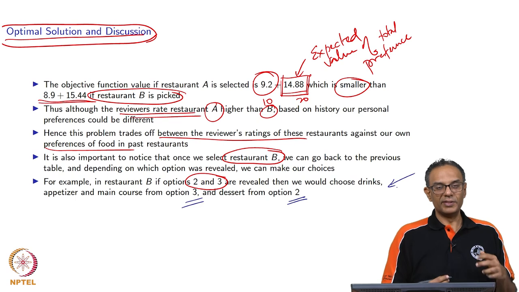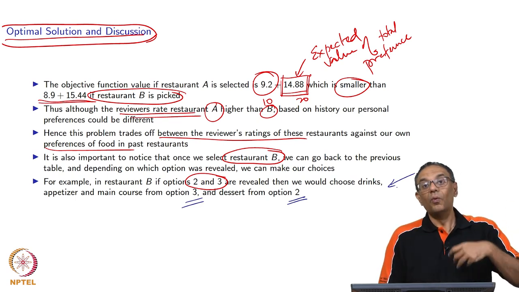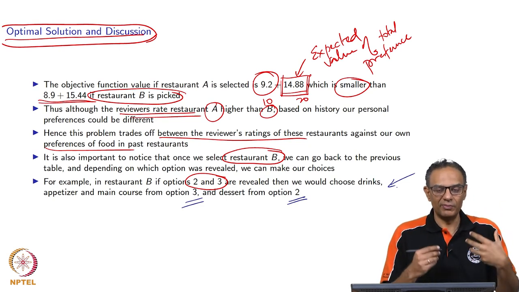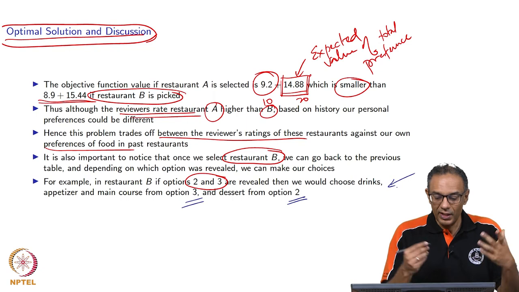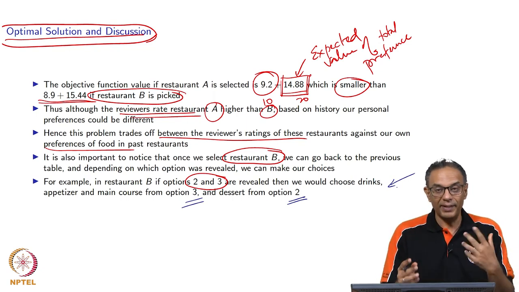And many times in stochastic programming, this is a luxury that we have. So once we get to what gets revealed, once we get to the situation where we may have to make a decision in the second stage, we've already done that calculation. So just go take a look and make this decision.